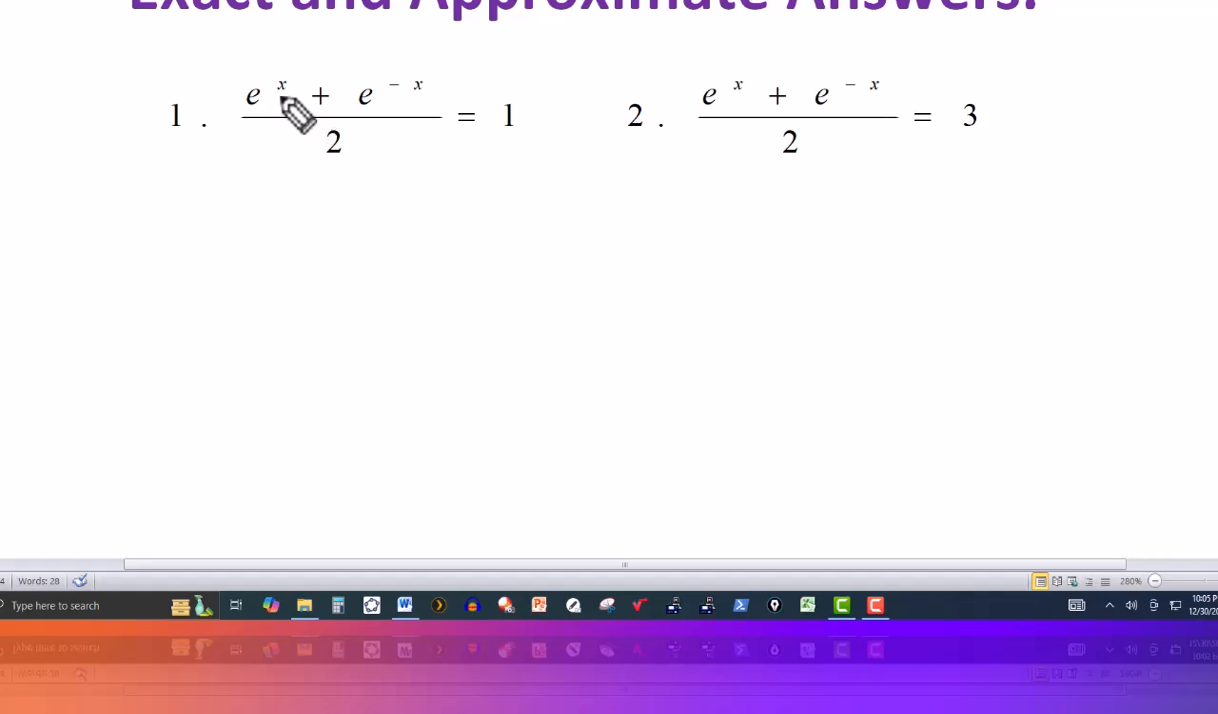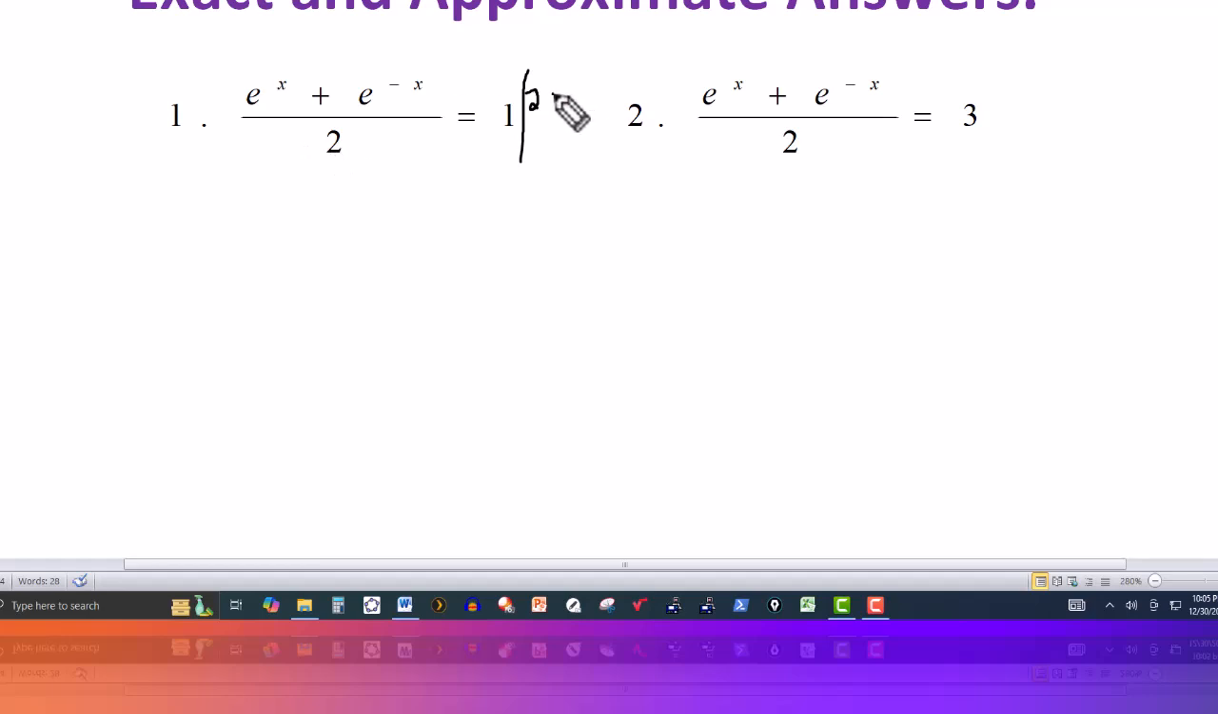Notice for this one, if I let x be 0, I get e to 0, and then in the second one here, e to 0. E to 0 is 1, so it's 1 and 1 is 2, divided by 2 gives me 1. So I know that x equals 0 is a solution. There could be others, so I'm going to multiply it by 2. Always want to get rid of the fractions if possible.